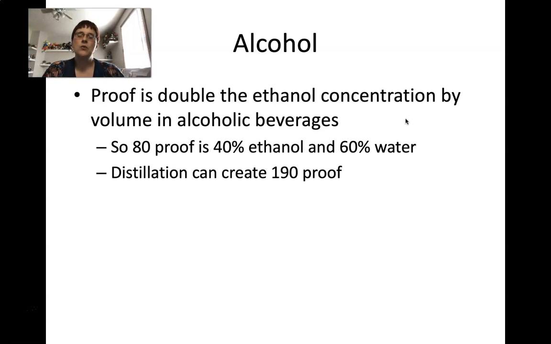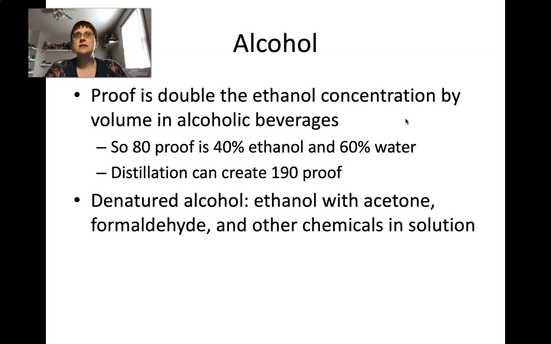With distillation, we can create 190 proof. So we can't create pure ethanol, but we can get 190 proof. That's 95%. So we can get 95% ethanol, but not 100%. But that's okay because we can't consume 100%. We can't even consume 95%. If you find something that is that high of a proof, then it actually says on there to not consume it as is. You have to mix it with something in order to make it safe to drink.